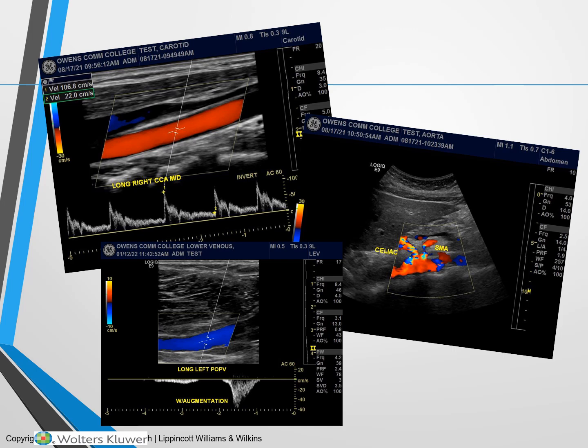Here are some typical scans that may be performed by a vascular technologist. So the first one here is a carotid ultrasound, and we can see that we have both color and pulse wave Doppler on. So we're able to see blood flow through the vessel, and we're able to measure the velocity. This is an abdominal scan of the mesenteric, and we can also do venous imaging as well to check for blood clots.